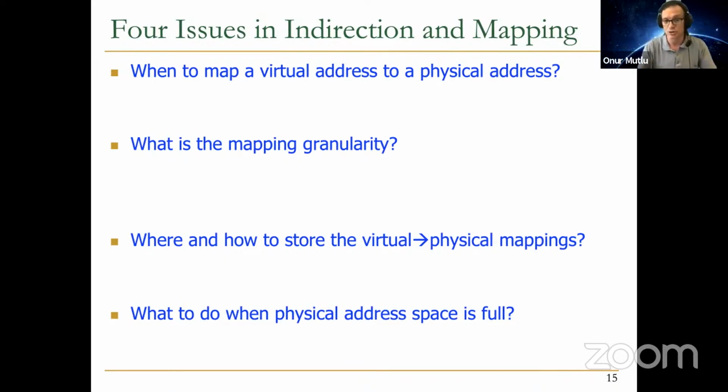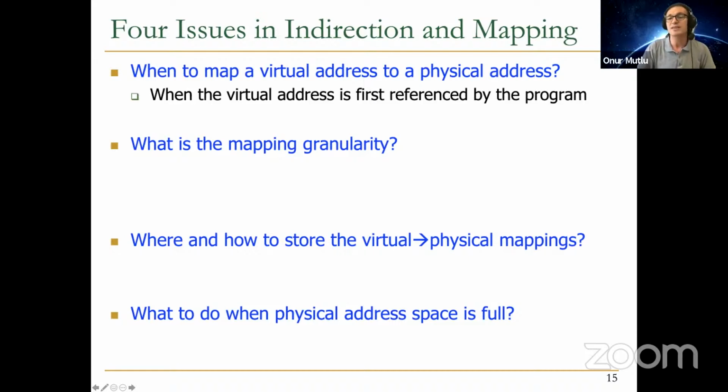There are at least four major issues in indirection mapping. One question is when to map a virtual address to a physical address. I'm not going to delve a lot into this, but basically, when the virtual address is first referenced by the program, which makes sense. Basically, it's demand paging. But of course, you can do prefetching as well. You can apply the same principles of prefetching that we discussed, from the disk into the physical memory, and change the mappings. Obviously, you can do that, but we're not going to talk about that as much. Modern systems do both. They do demand-based mapping as well as prefetching across the memory hierarchy, across the disk and physical memory.